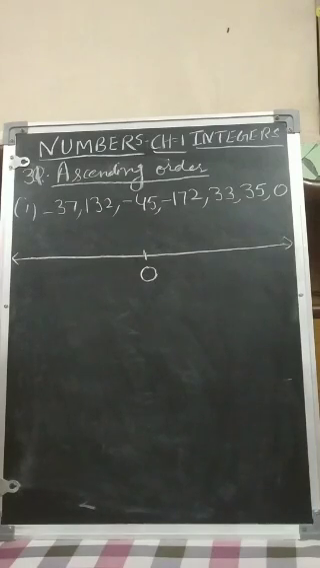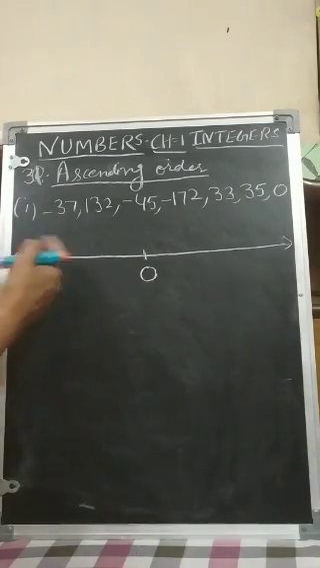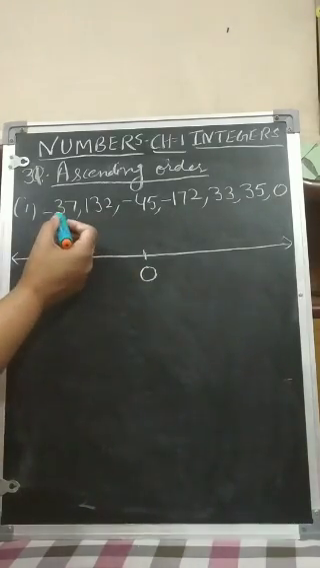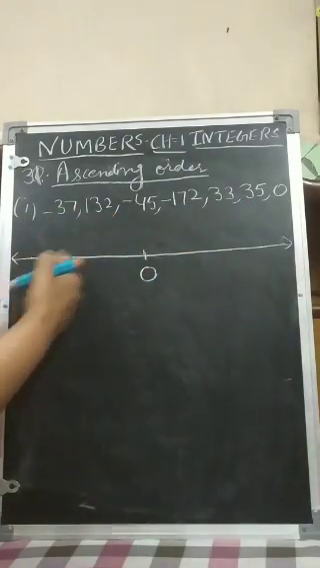Third question, arrange the following integers in the ascending order. So one part I will tell how to do, other part you will do yourself. So first of all you can make the number line. Afterwards, ascending order, first of all you will see which numbers will lie where.